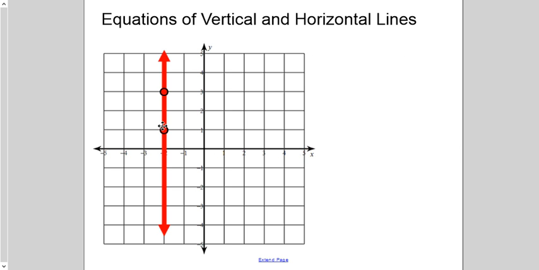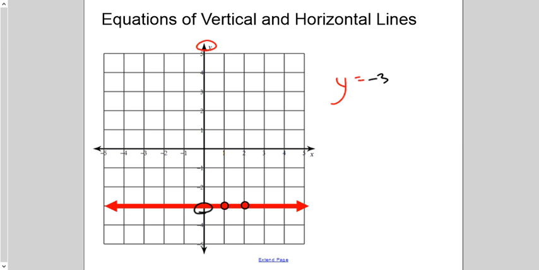So when we take a look at this one, this is a vertical line. So that means it's going to be crossing the x-axis guaranteed. So there's the x-axis. Where does it cross? Right here at -2. So x equals -2 is the equation for this vertical line. Now, horizontal lines, it's always going to cross the y-axis. So horizontal lines always start with y equals, and then where does it cross? In this case, it's -3, so it's y equals -3.